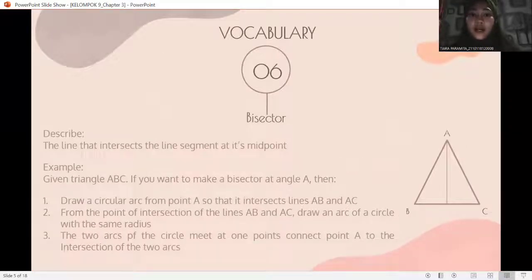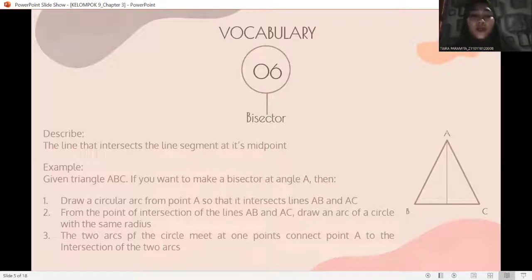Okay, vocabulary 6. Bisector. Describe: the line that intersects the line segment at its midpoint. Example, given triangle ABC. If you want to make a bisector at angle A, then 1. Draw a circular arc from point A so that it intersects lines AB and AC.